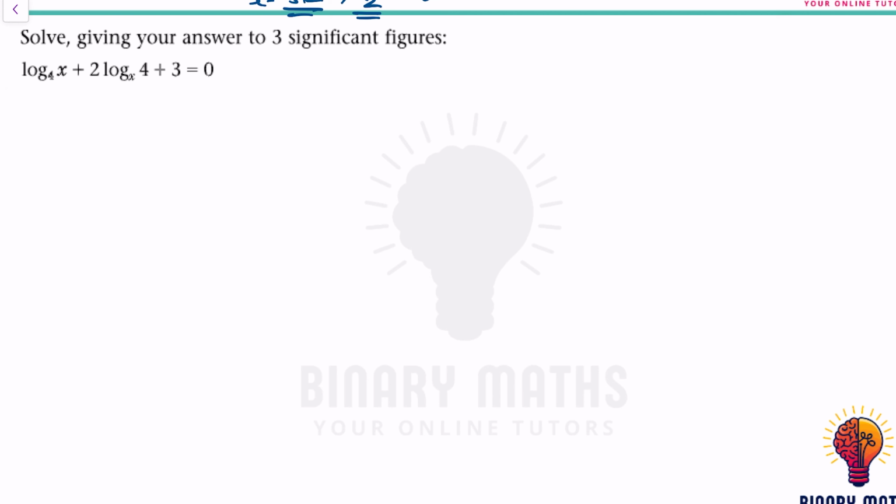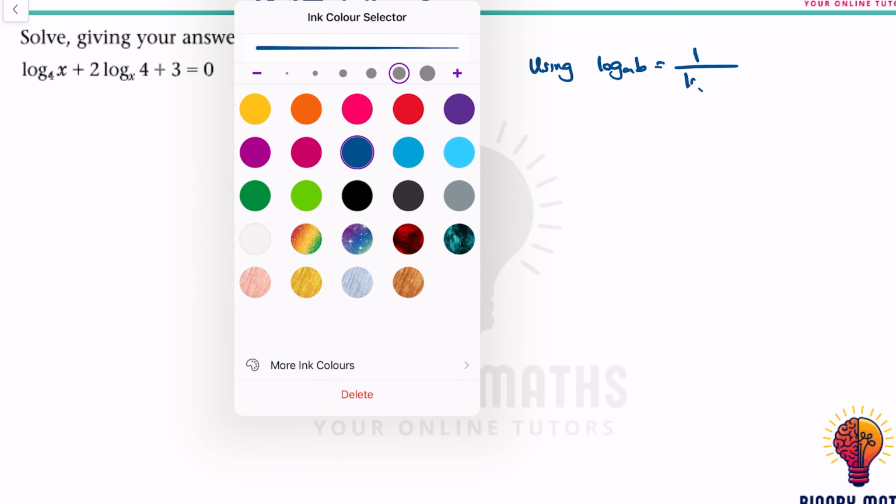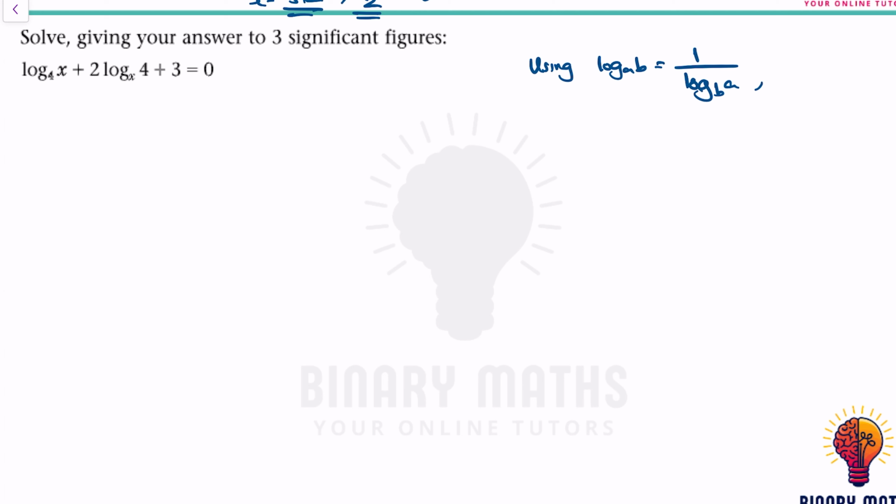So solve giving your answer to 3 significant figures. Log base 4 of x plus 2 log base x of 4 plus 3 is equal to 0. So it's again using the same formula, which is the second formula. I know that log base x of 4 is equal to 1 over log base 4 of x. So if I write it out using this formula, I get log base 4 of x plus 2 over log base 4 of x, plus 3 is equal to 0.